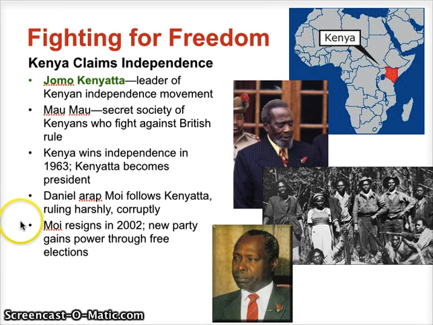Now, Moi ends up ruling up until 2002. So that is only 12 years ago. And eventually Moi steps down. There are free elections in Kenya, although many people believe they were corrupt.